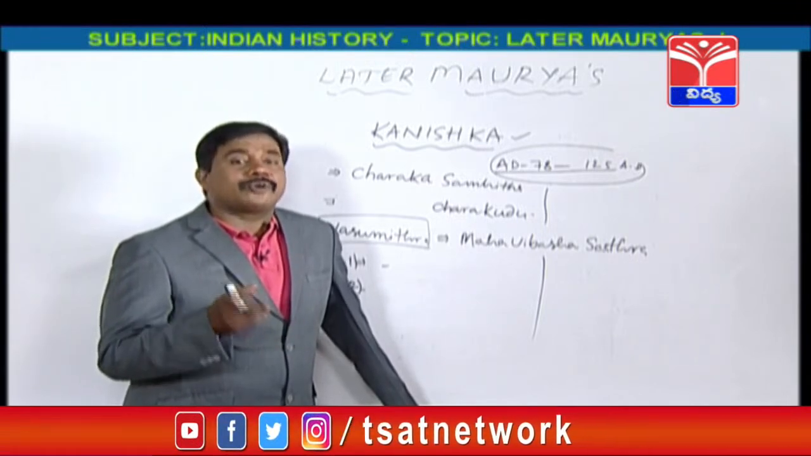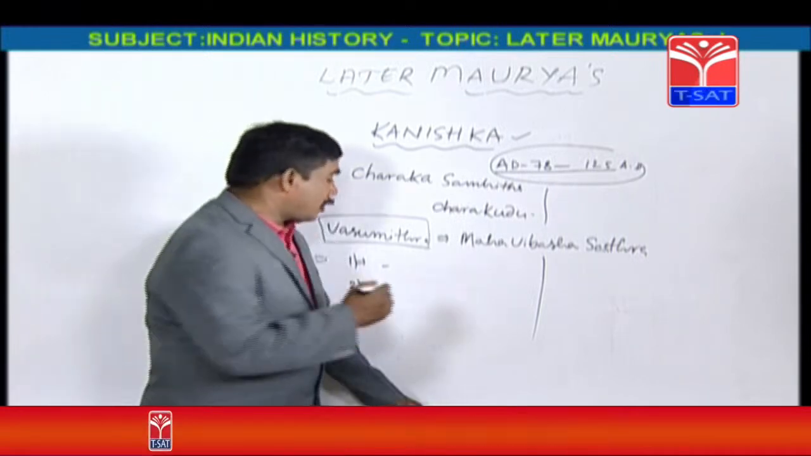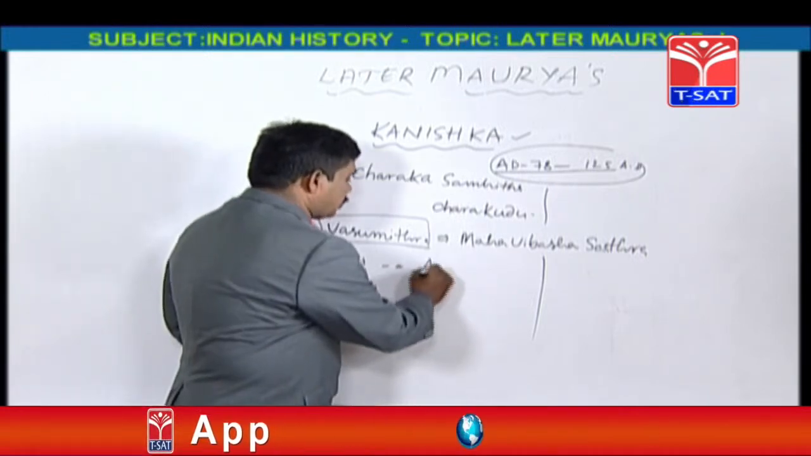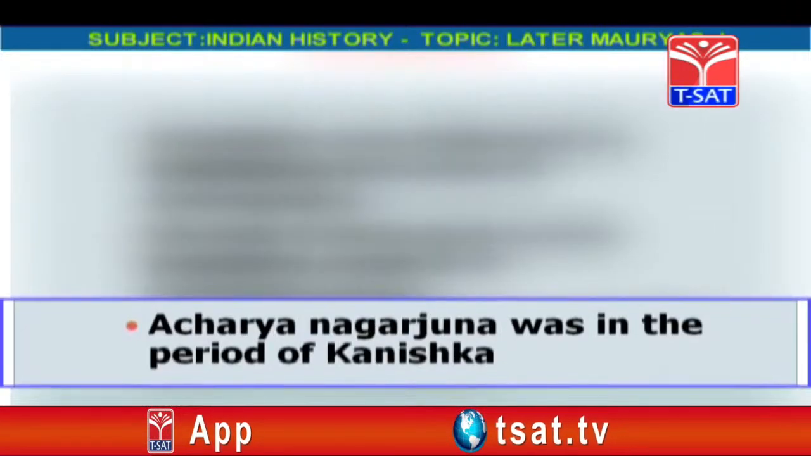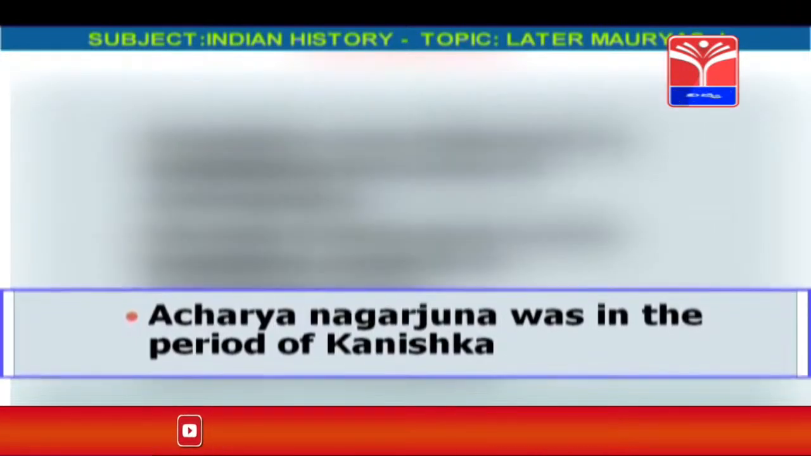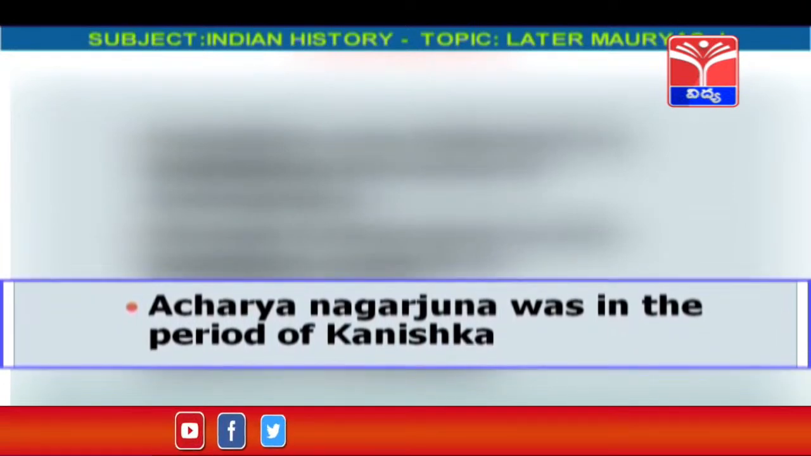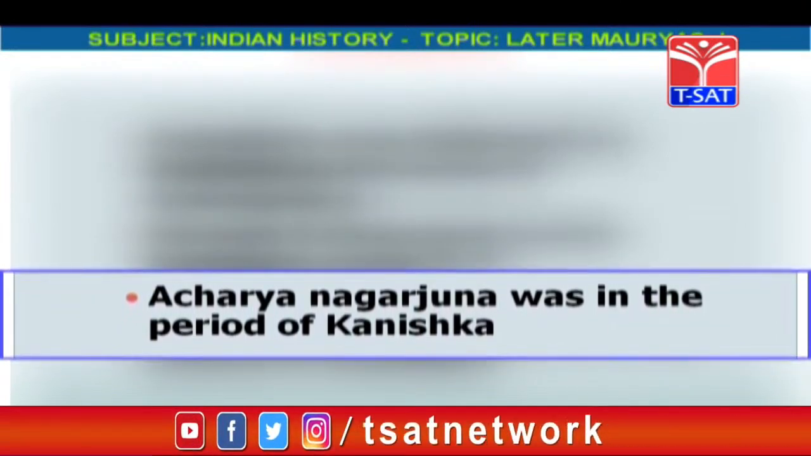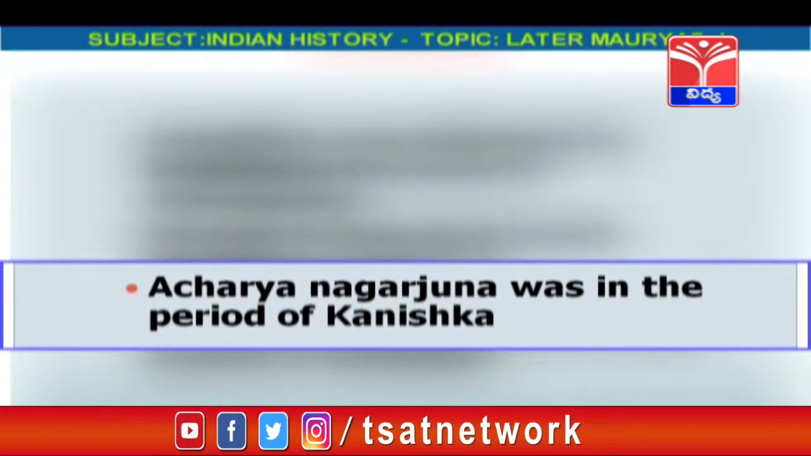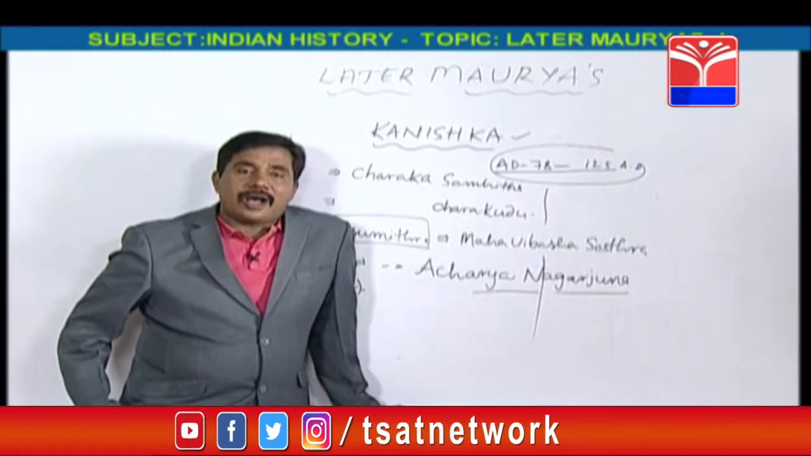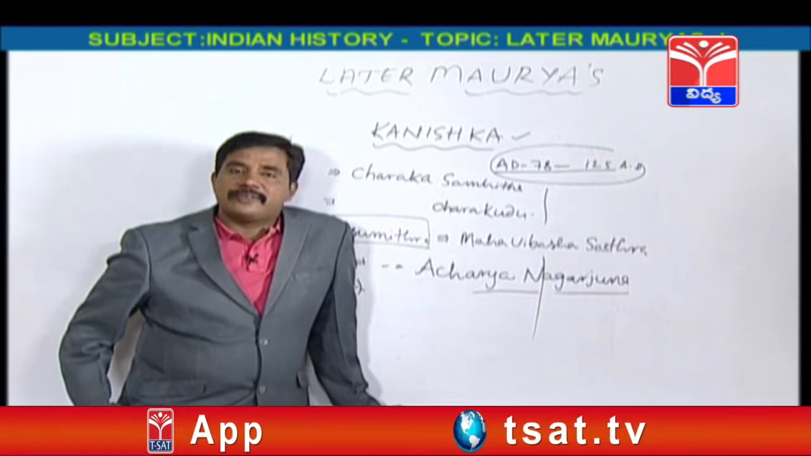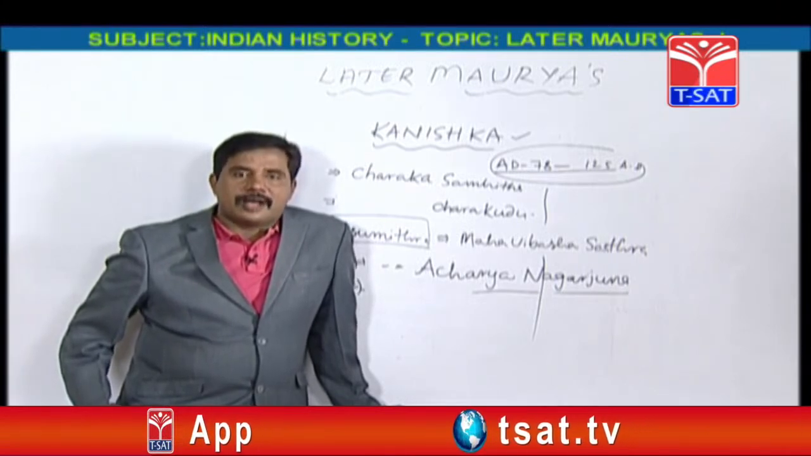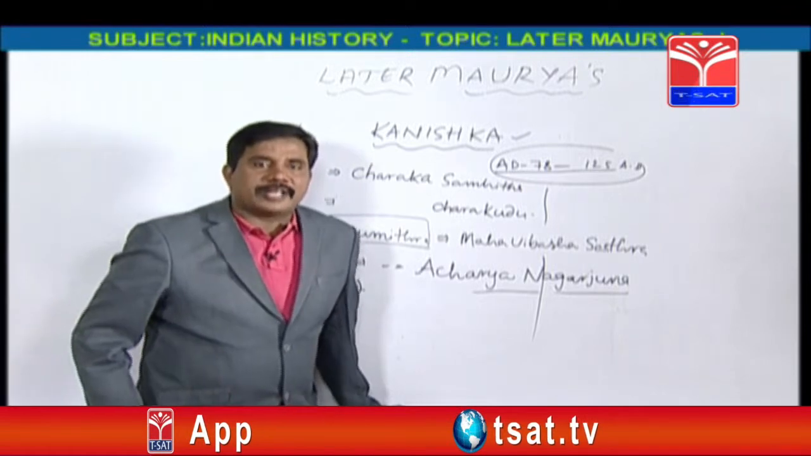Ashwagosha wrote Buddha Charitam, but there is one more important person, Acharya Nagarjuna. Acharya Nagarjuna was in the period of Kanishka. He was living in Nagarjuna Konda, which is Nandikonda.